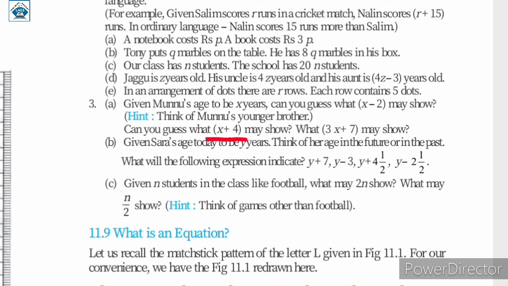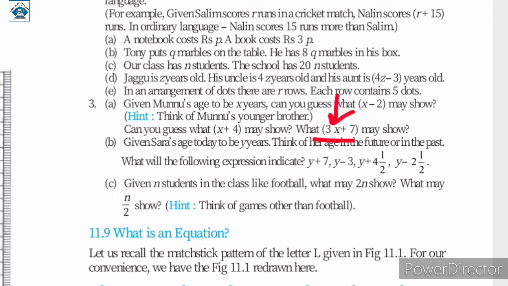That is why if x plus 4 may show his younger brother's age, then it is correct. So if Munnu's age is x years, then x plus 4 may show his elder brother's age. Also we are asked what 3x plus 7 may show. We can simply say that it may show his mother's age because this age is far greater than x.